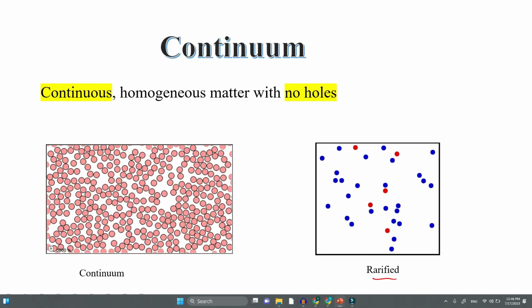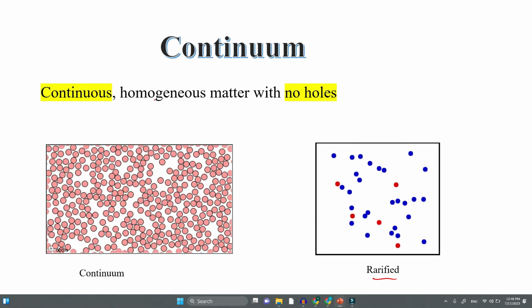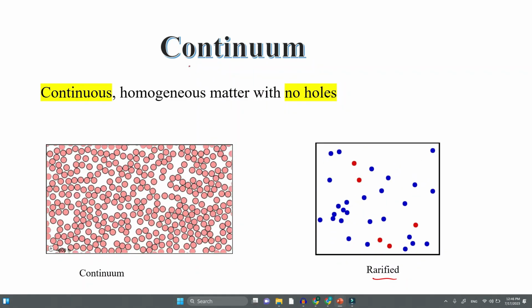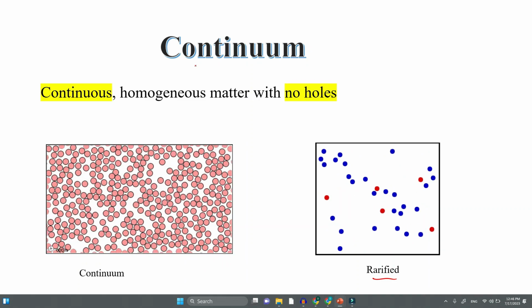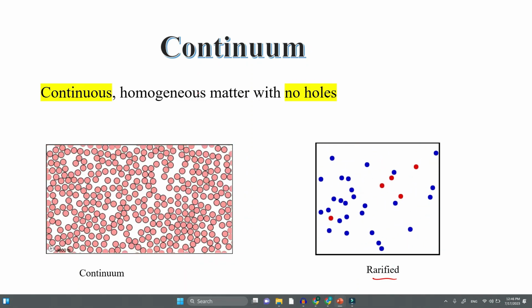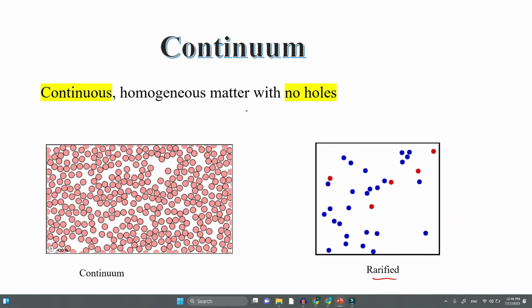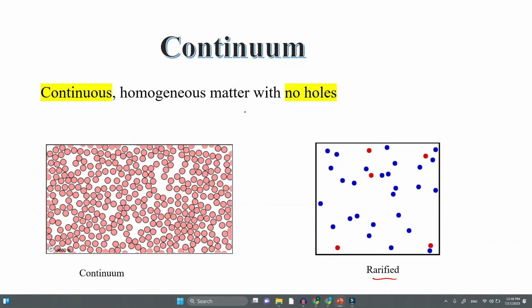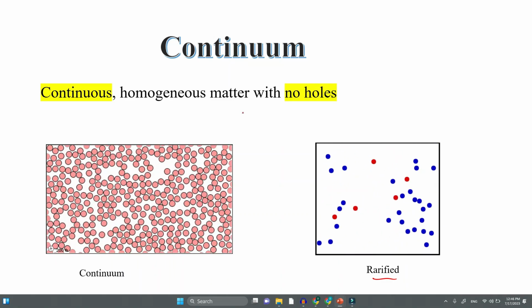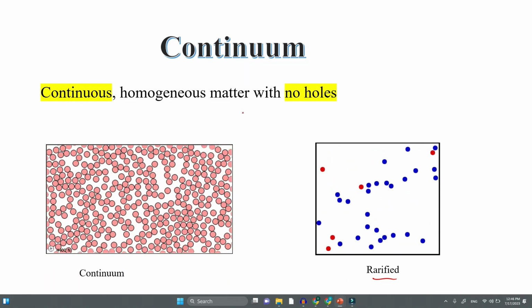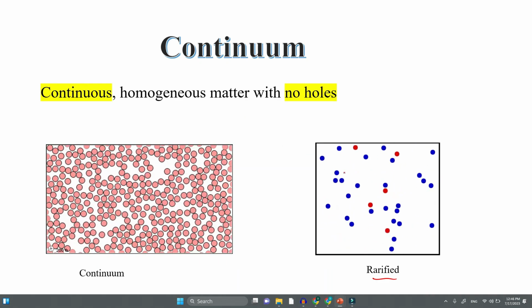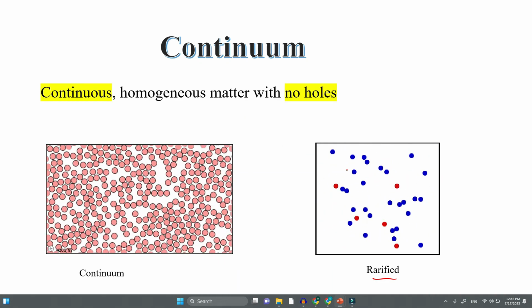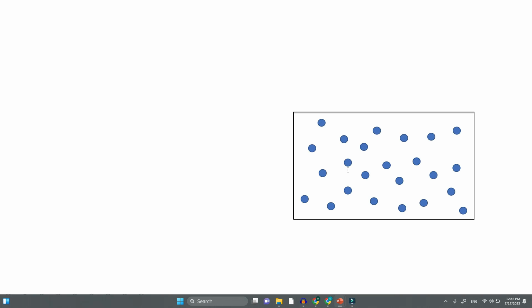So throughout this course we will use the continuum approach for each of the system, because almost all the systems that we encounter in engineering applications, here you can use the continuum approach easily, because these are not rarefied gases. So when can you use this continuum approach?